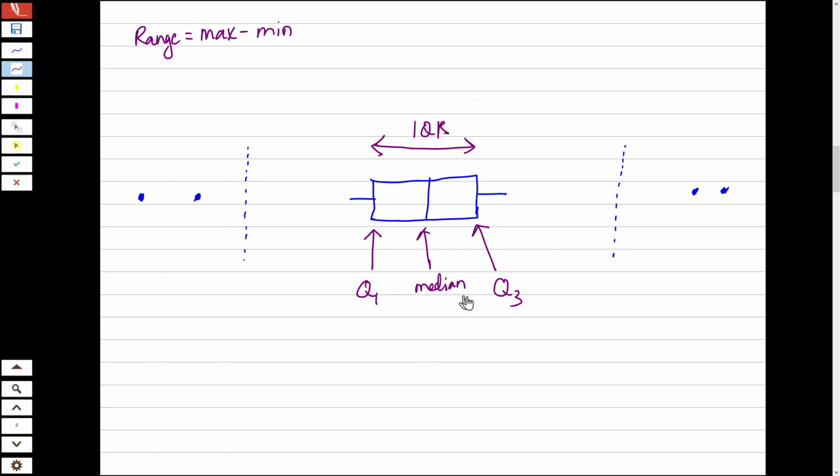Let's look at the dotted lines. So you don't actually draw the dotted lines, but you calculate them. These dotted lines are called the upper fence and the lower fence. So get that down.